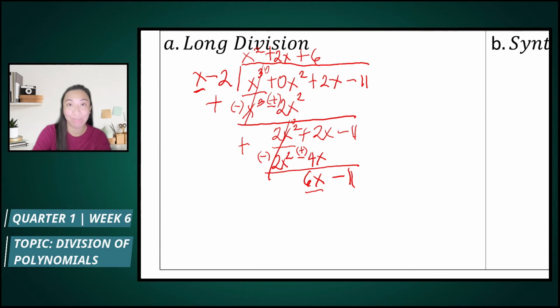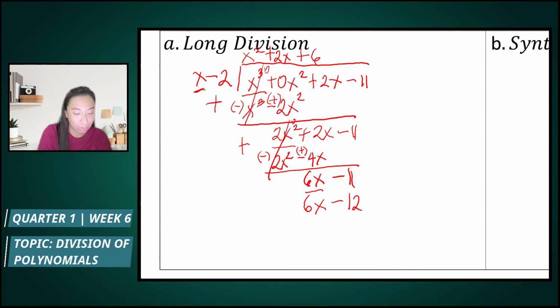Okay? Because x divided by x is equal to 1. And 1 times 6 is equal to 6. So, kaya 6 na lang ang naiwan. And then, after that, we are going to multiply 6 to the divisor. So, 6 times x is 6x. And then, 6 times negative 2 is negative 12.